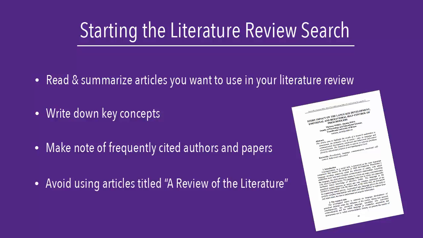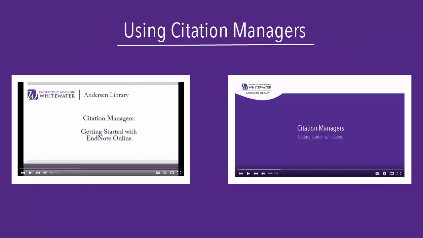While researching, you might find articles that say something like "a review of the literature" in the title. Don't use these articles in your own literature review, as they do not provide any original research. Instead, use them to find articles related to your research topic. From the beginning of the research process, make sure to keep track of citations you might want to use in your literature review. Watch the library's Zotero or EndNote videos for ideas on how to capture and organize your citations.